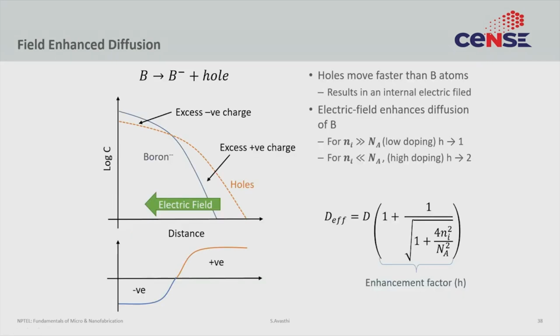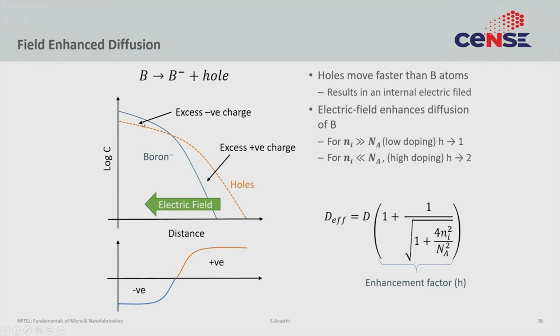There is also field enhanced diffusion. So, boron would form a boron minus impurity and a hole, which is the positive charge. And at any temperature, the diffusion of the boron minus, which is the substitutional impurity, and the hole, which is just a charge, are different. So, there is no reason to assume that they will both diffuse at the same rate. The hole tends to diffuse faster. So, the hole will show a profile that looks like the orange, and the boron minus will diffuse slower. So, that will have a profile that looks like blue.